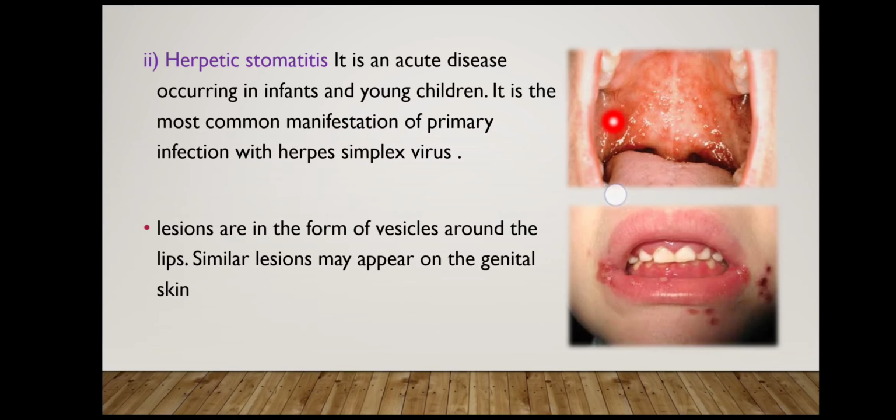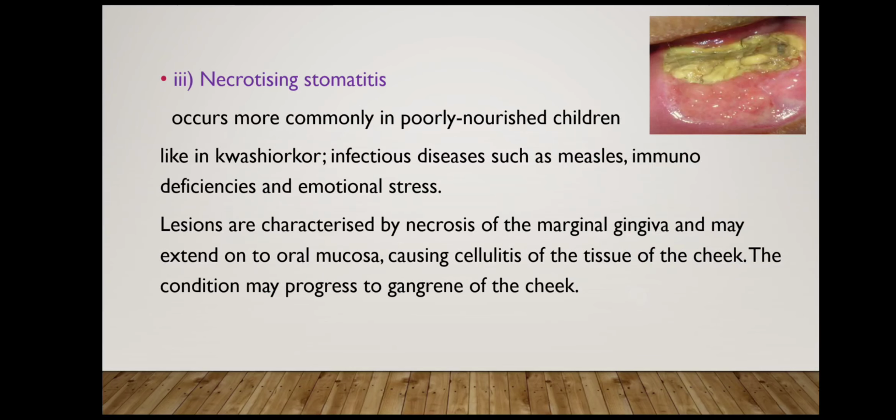Herpetic stomatitis is caused by herpes simplex virus. It is an acute disease occurring in infants and young children, and it is the most common manifestation of primary infection of herpes simplex virus. The lesions form vesicles mostly inside the hard palate or around the lips. Similar lesions can appear on the genital areas as well.